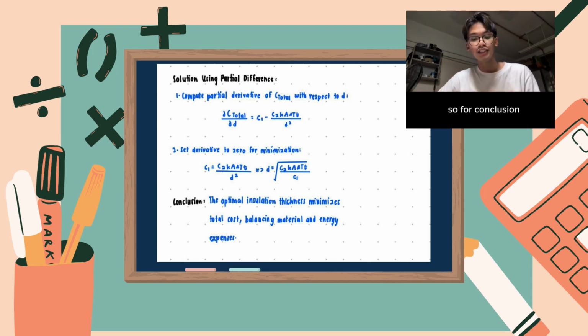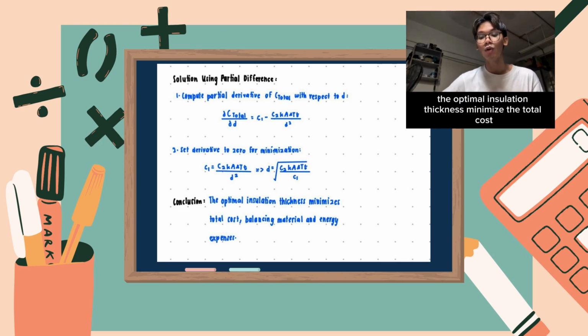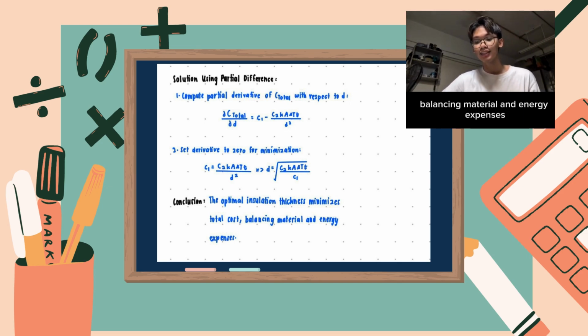So for the conclusion, the optimal insulation thickness minimizes the total cost, balancing material and energy expenses.